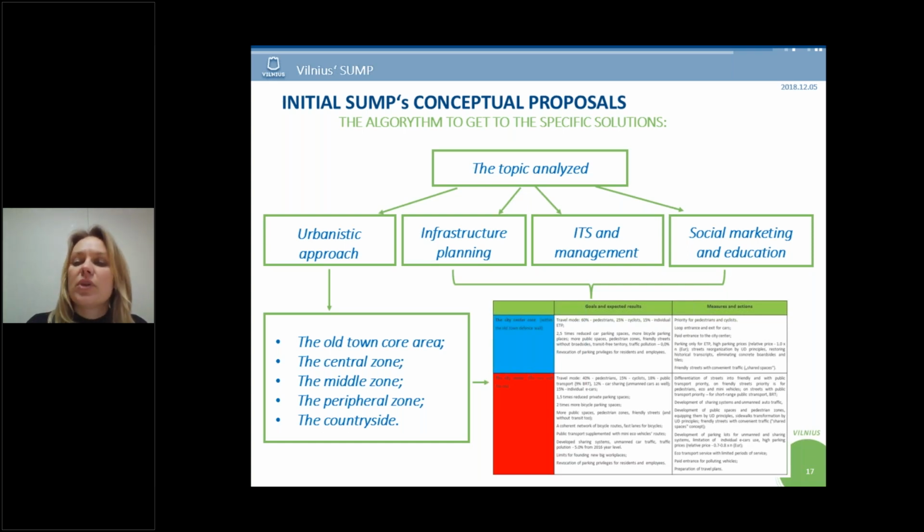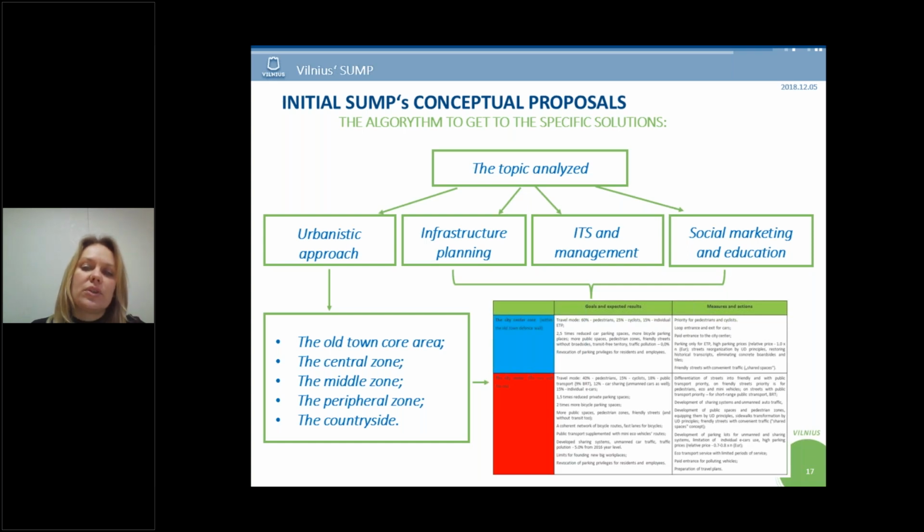And another block of suggestions was, of course, social marketing and education. For example, if we are talking about conditions for pedestrians, and we say that it's necessary to have school travel plans, how pupils must go to the school, the most important thing in this measure is education for teachers and parents and children before we actually build better conditions for walking or riding a bicycle or scooter and so on.